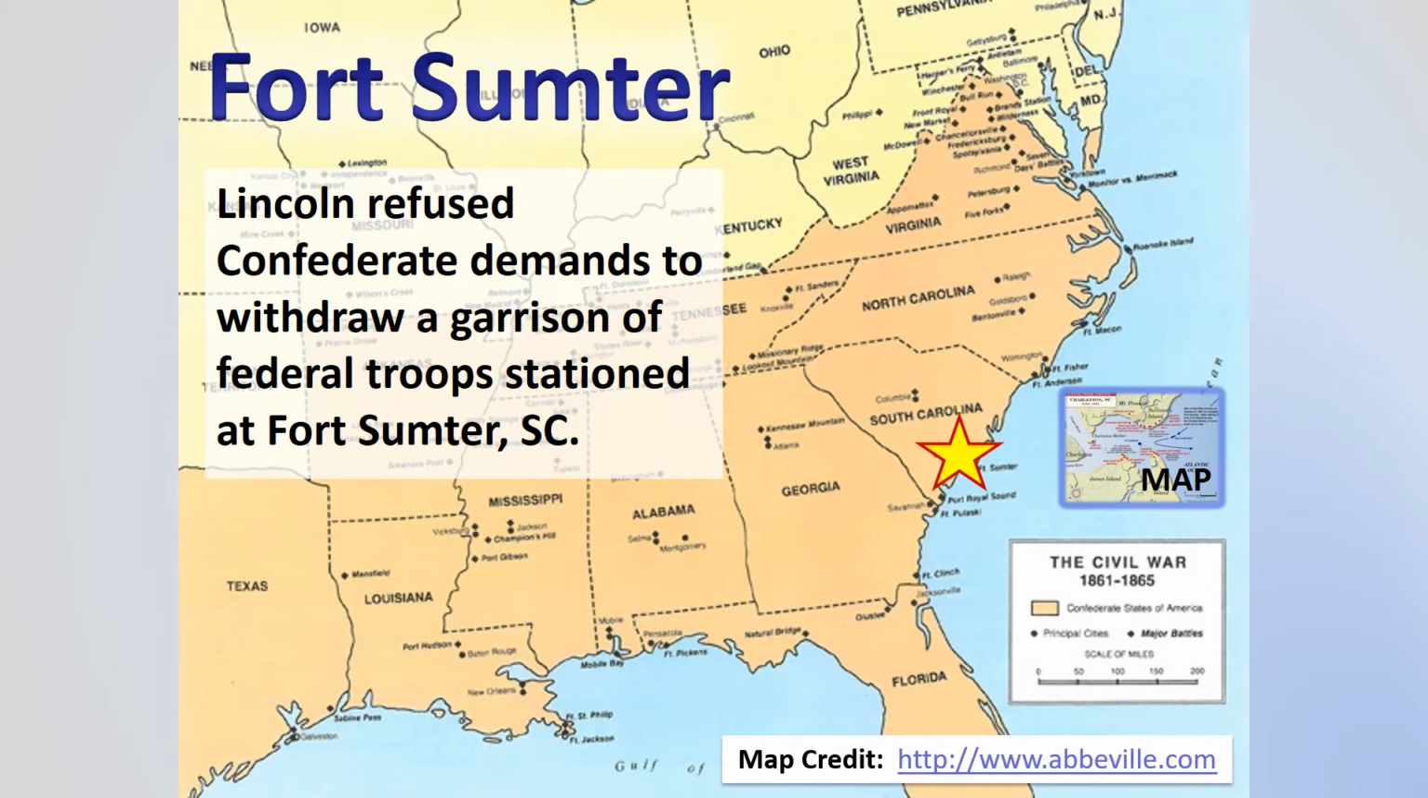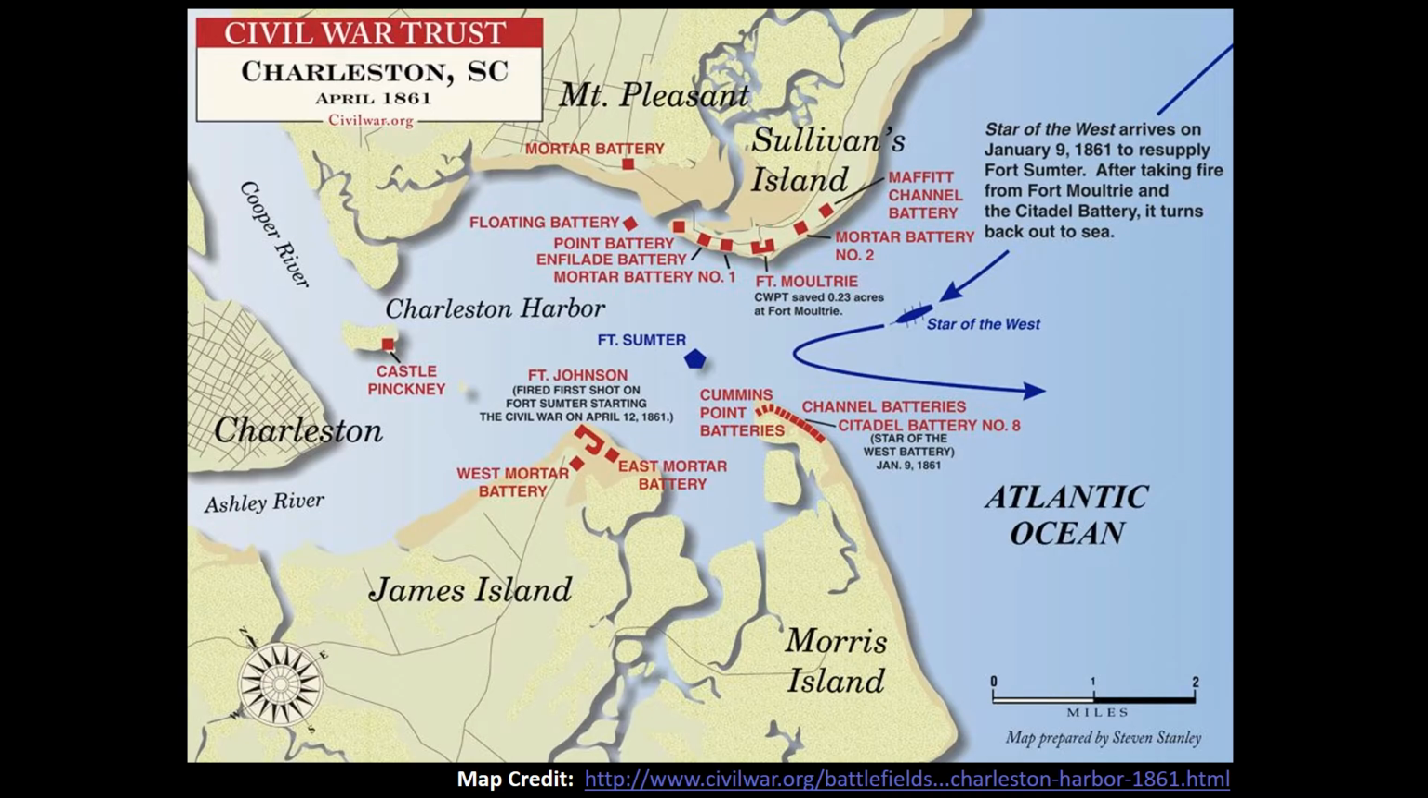So we have got federal troops in the South, and one of the federal forts is called Fort Sumter, right outside of Charleston in South Carolina. Lincoln says he is not going to withdraw federal troops, and he's not going to shut down this federal fort. Well, they need provisions. So Lincoln is going to send a ship with provisions to the fort.